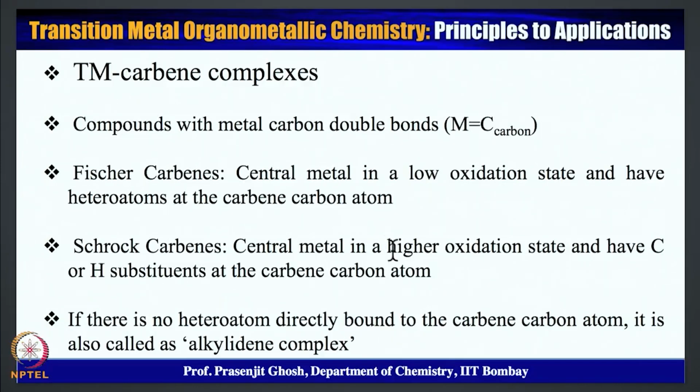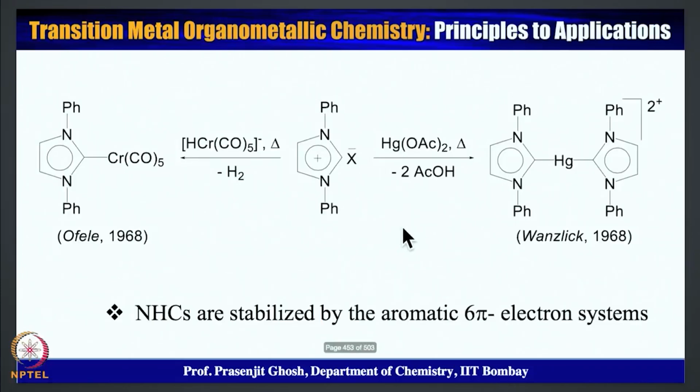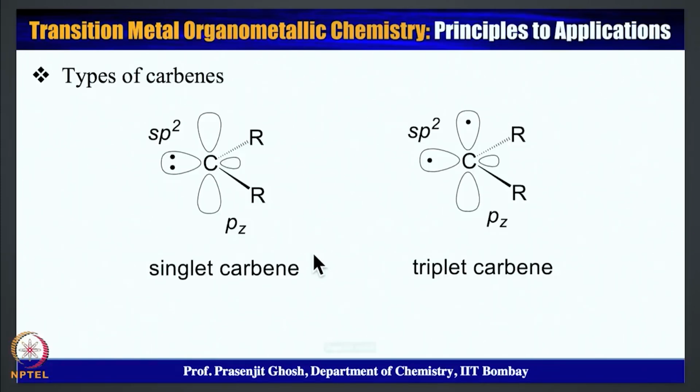In this regard, we have covered Fischer carbene as well as Schrock carbene, and then we have looked into Arduengo carbene, whereby a free carbene species was isolated, stabilized and structurally characterized. We have looked into various synthetic methods that are available for preparing these carbene complexes. We have looked into the type of spin states each of the carbenes signify, for example, singlet and triplet.